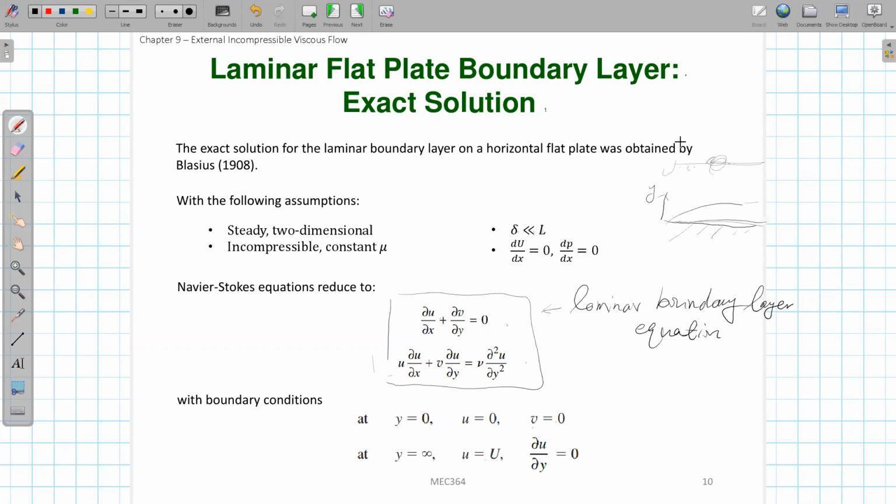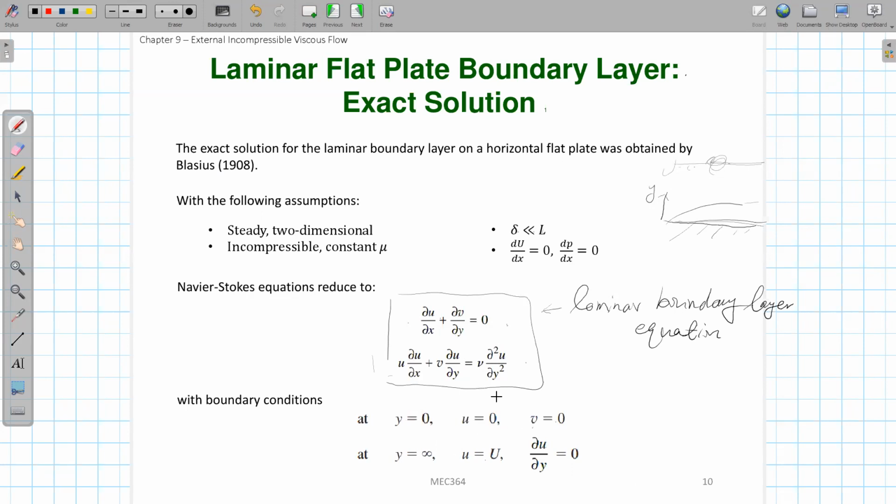In the region very far away from the plate, the u velocity will become the larger U, and when y goes to infinity, we won't see any variation of u in the y direction, because everywhere looks like U. So we have these two coupled second order PDEs with these boundary conditions. Can we solve for u and v? Yes, we can solve it. At this point we can use some computer codes to solve it numerically. But there is another way.